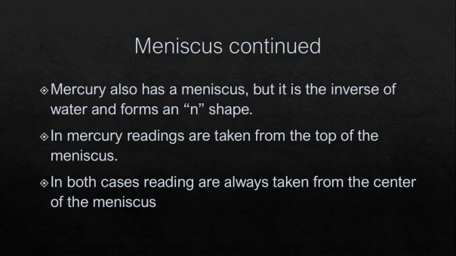Mercury is another liquid that has a meniscus, but it's a different meniscus. This forms the inverse, the other way around, and it gives an N shape. So in mercury, readings are taken from the top of the meniscus. So in both cases, the readings are always taken from the center of the meniscus. So that's an easy way to do it.